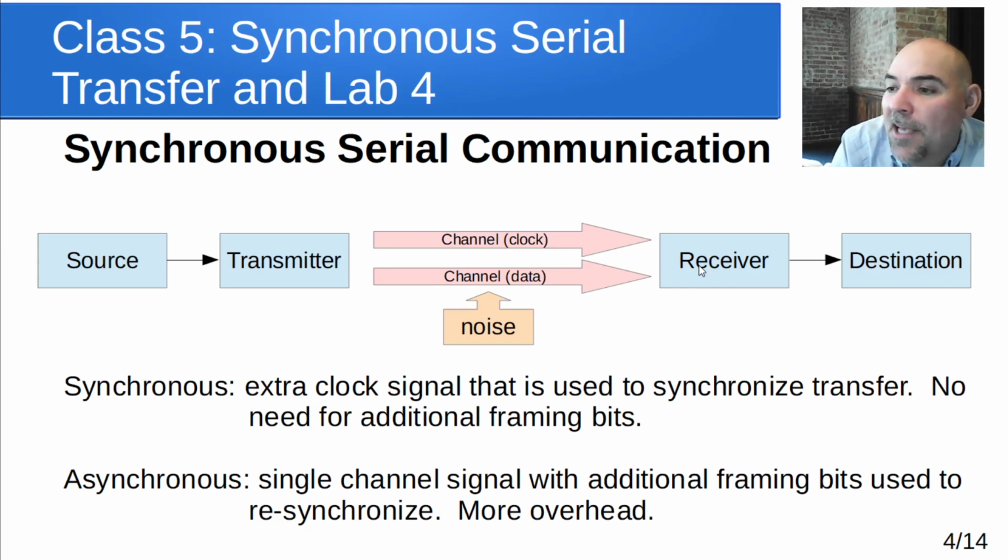So synchronous has that extra clock signal. It's used to synchronize a transfer. There's no need for additional framing bits because of that. So we don't need a start bit anymore. We don't need a stop bit anymore, as we'll see in a second. Asynchronous is a single channel with additional framing bits used to resynchronize. So the start bit to resynchronize, stop bit to return to idle.